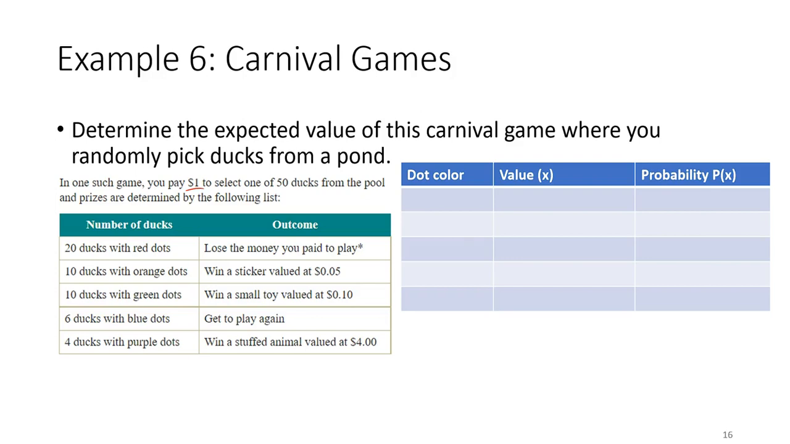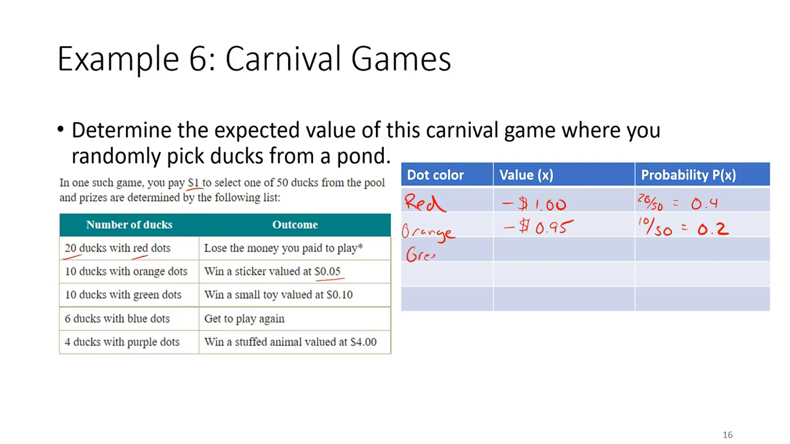There are 20 ducks with red dots. So the red dots, and in this case you lose the money that you paid. So for the red dots, the value is going to be minus $1 because you lose the money that you paid, and that probability is 20 out of 50, which is 2 out of 5, or 0.4. For the ducks with the orange, there are 10 of those, 10 out of 50, 0.2. And here we're going to win a sticker that has a value of 5 cents. And so we paid $1, we win a sticker that's worth 5 cents, and so we've lost 95 cents.